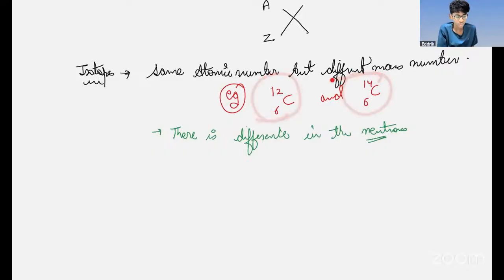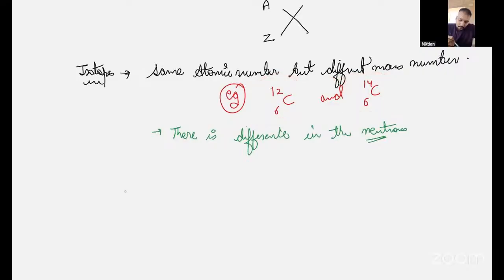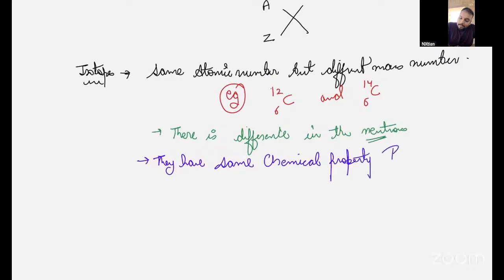Yes, sir. Understood. Now, one more. In isotopes, they have the same chemical properties because both are carbon and carbon. So they have the same chemical property, but different physical property. Correct.